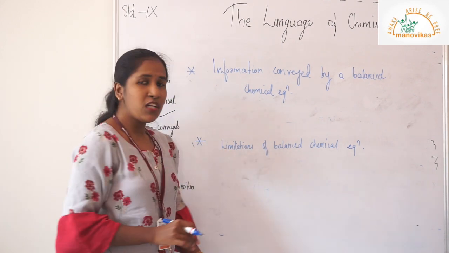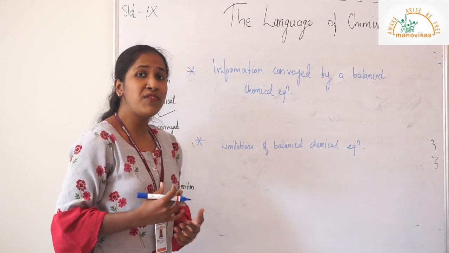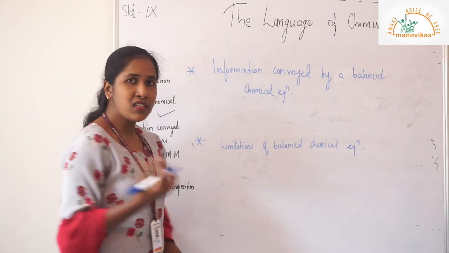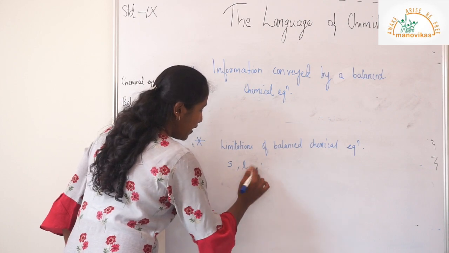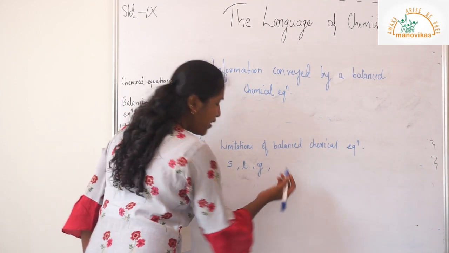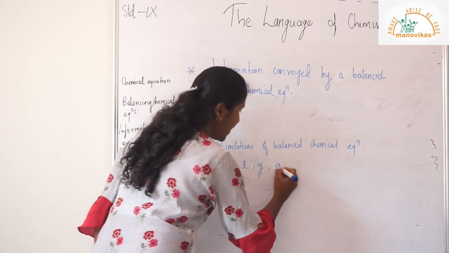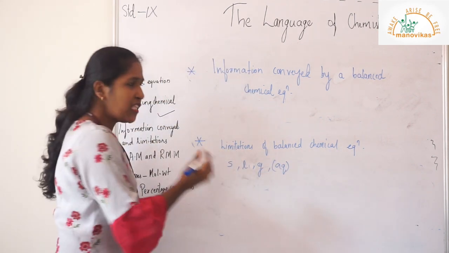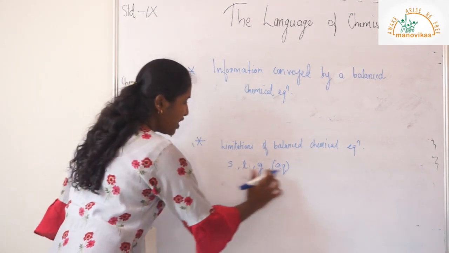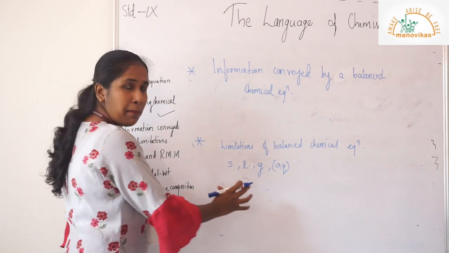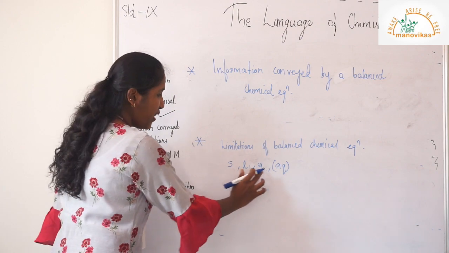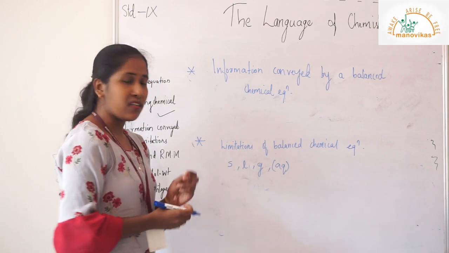A balanced chemical equation does not tell us about the physical state of a substance, whether the substance is in solid state, liquid state or gaseous state. Or else you can also write the watery solution, which we call aqueous solution. So this problem was overcome by using symbols. Whenever the equation was written, the symbol S, L, G or aq was written next to the compound.